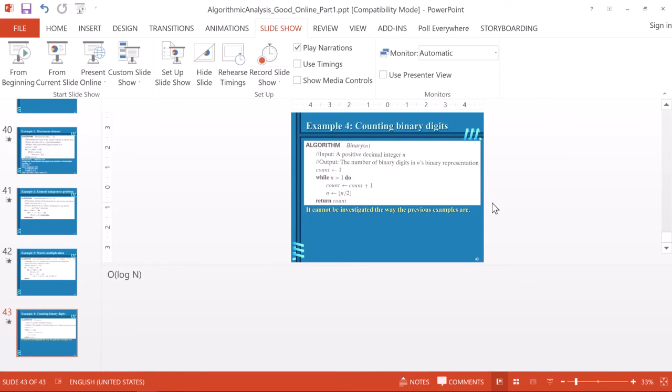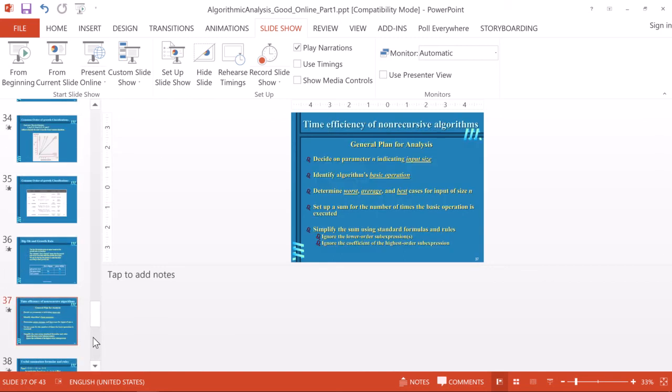In this part, we emphasized algorithm analysis for non-recursive algorithms, and the guideline for this analysis. First, we need to identify the growth function parameter, which is the input size. Then we identify the algorithm's basic operation and determine the worst case, average case, and best case for input size n. Set up a sum for the number of times the basic operation is executed. Then simplify the sum, using standard formulas and rules, ignoring the lower order sub-expressions in the growth function and the coefficient of the highest order sub-expression. That's all. Thanks.